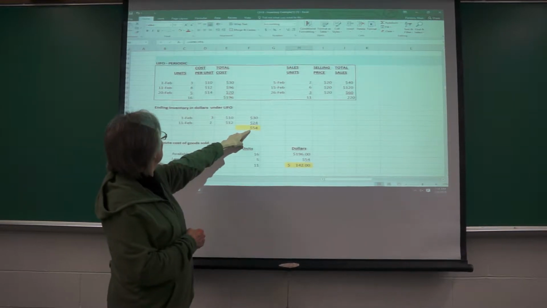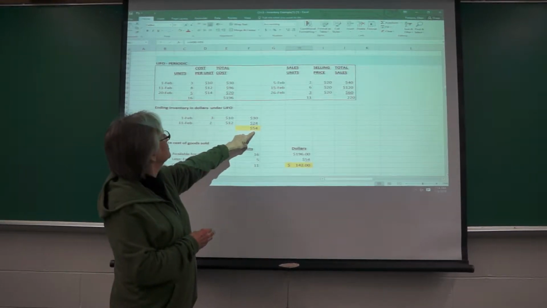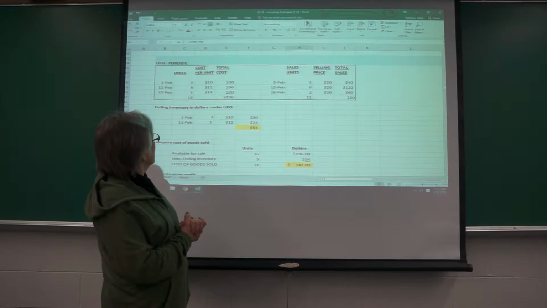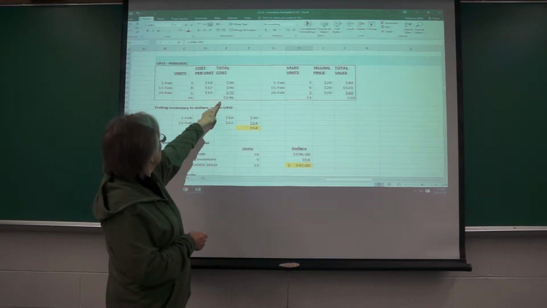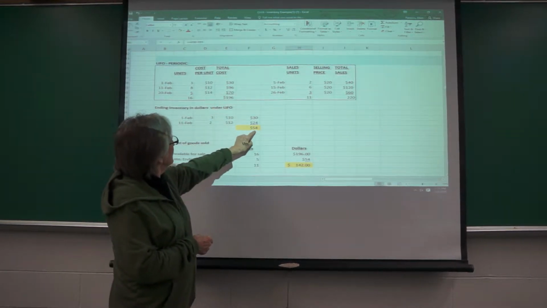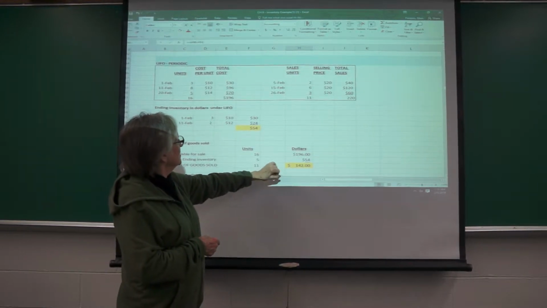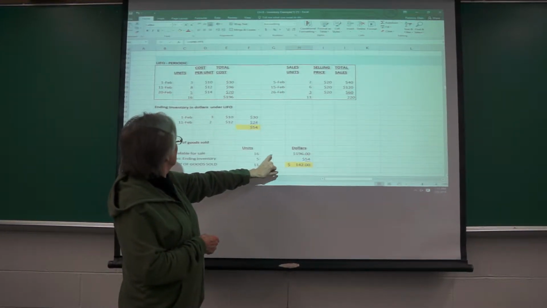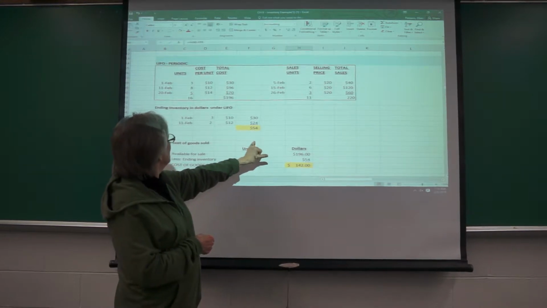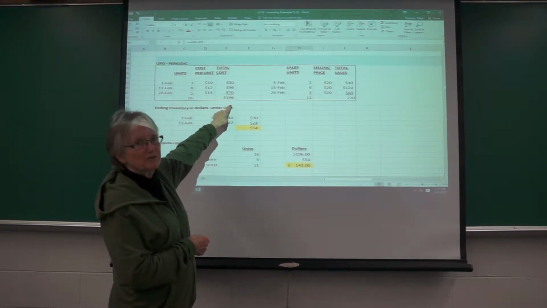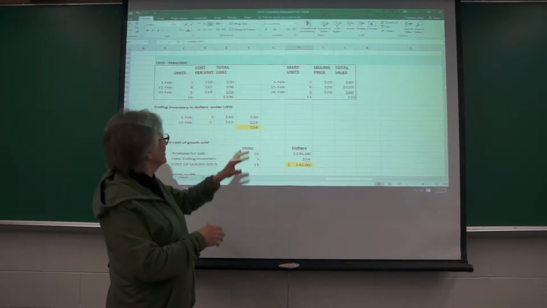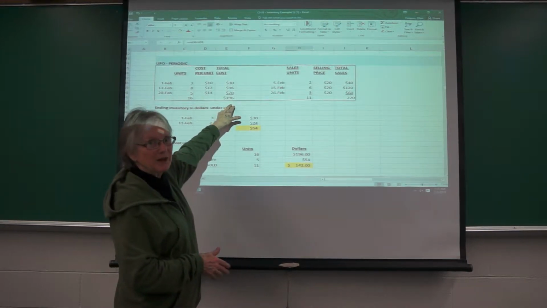So our ending inventory under LIFO is 54. Okay, our cost of goods sold, we had 196 available. This is our ending inventory, so we must have sold the rest. Your ending inventory and your cost of goods sold should add up to what you had available, right? Because available was either sold or we've still got it.